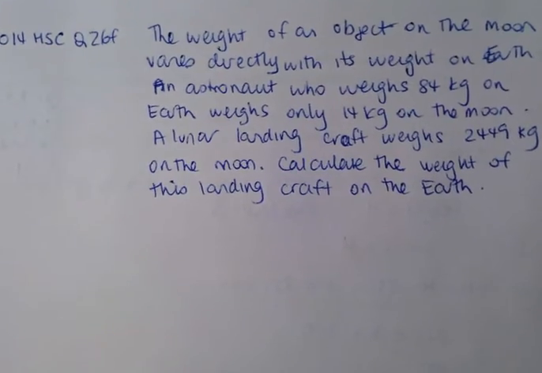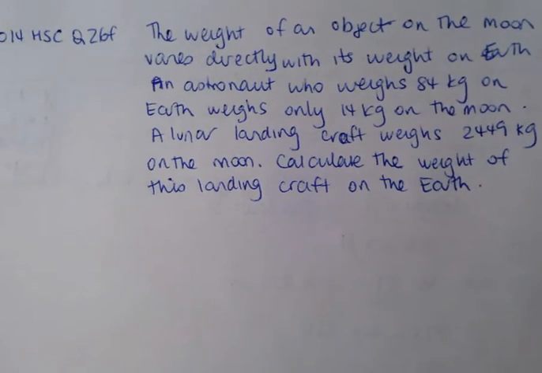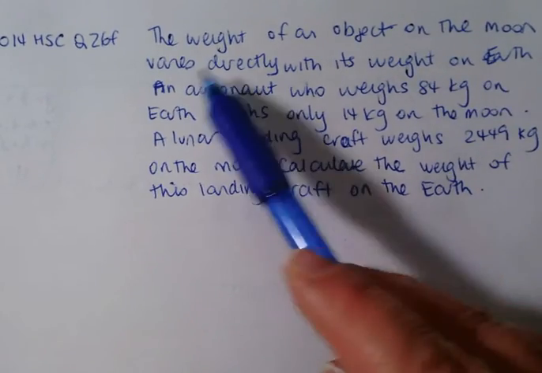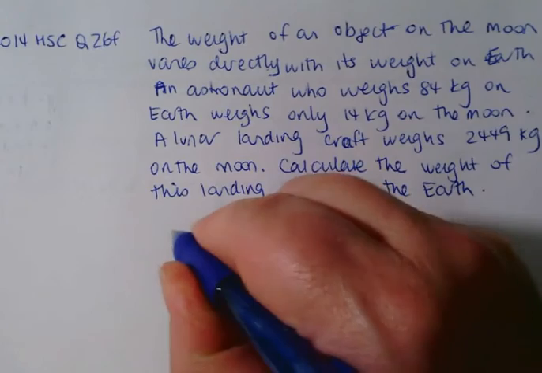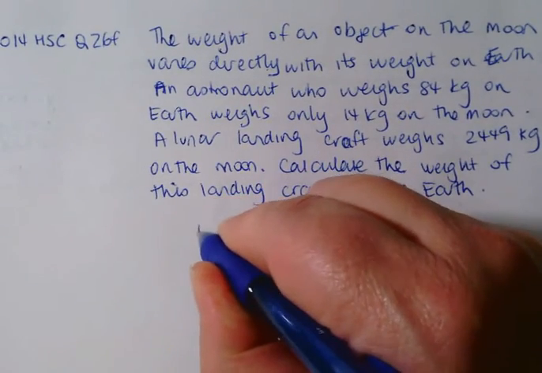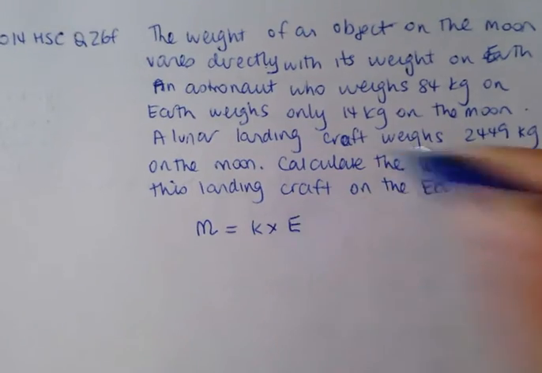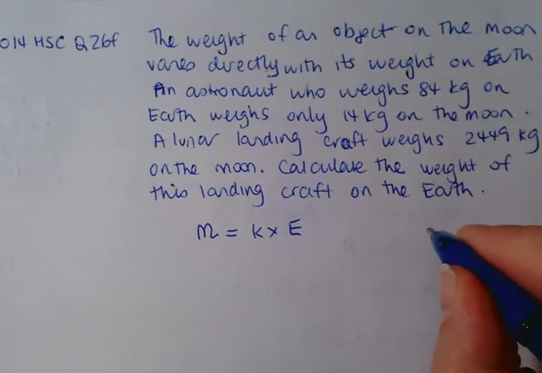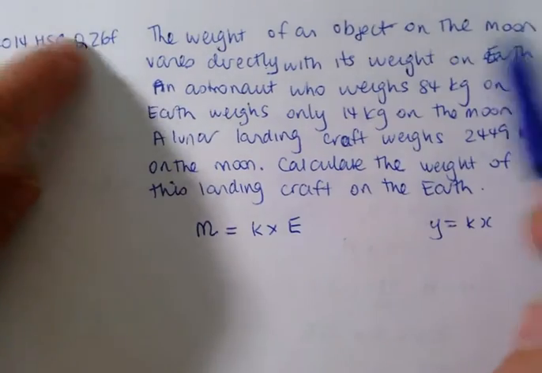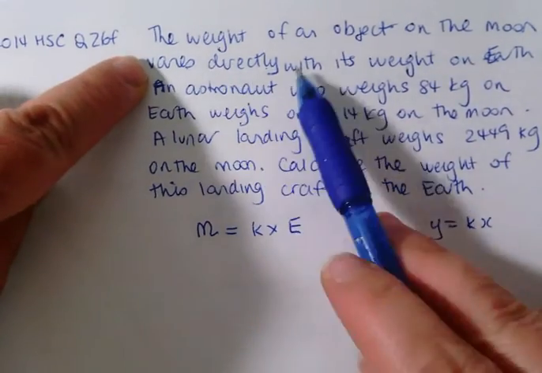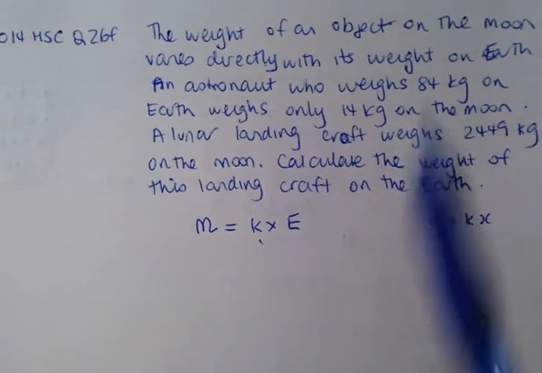Okay, just looking at an HSC question, this 2014 HSC question 26F. The weight of an object on the moon varies directly with its weight on the Earth. So weight on the moon, we'll go moon equals k times weight on Earth. Okay, remember it's of this form, y equals kx. So m equals k times e. Then they will give you some information.